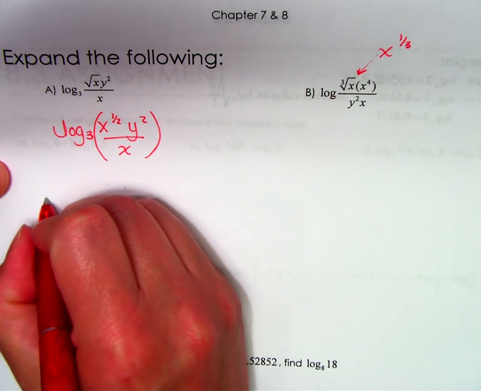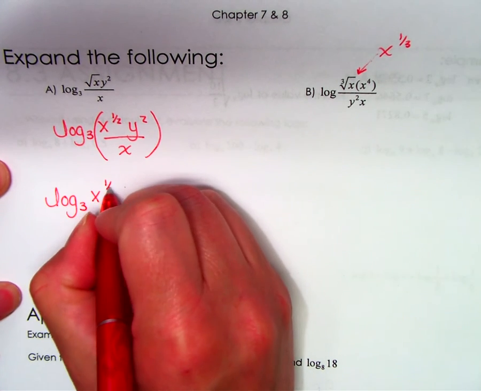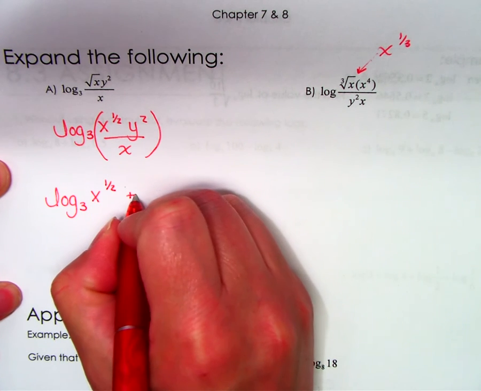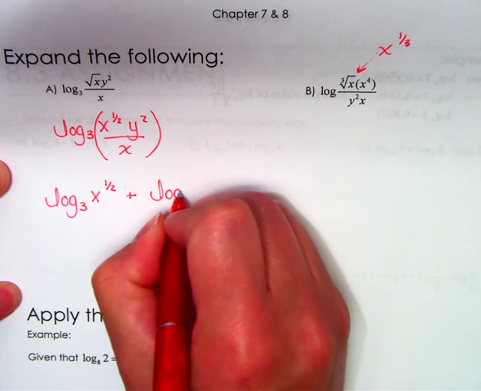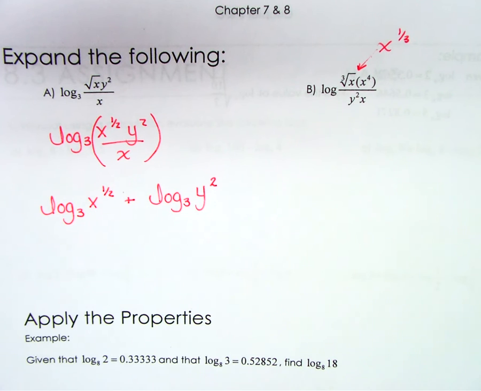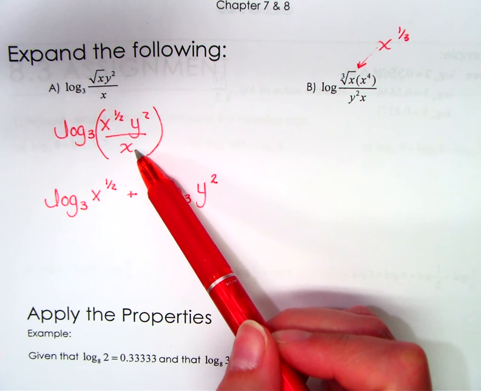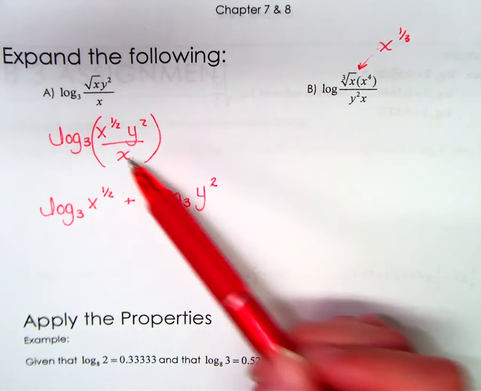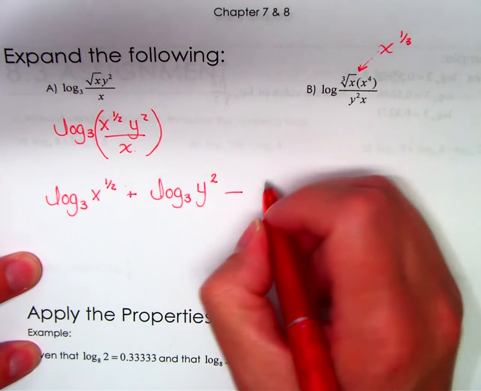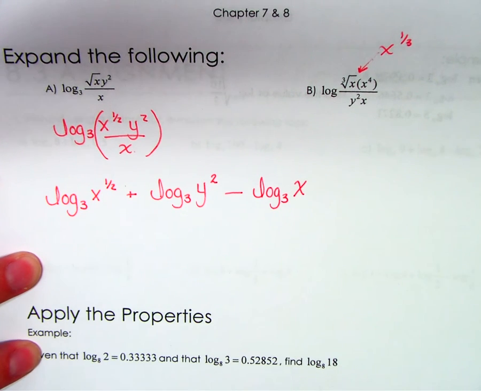So we're going to have log base 3, x to the exponent 1/2, plus log base 3, y squared. We're going to do it in the next line, okay? Baby steps. And now we're dividing by x. So what's that going to be? Minus. So log base 3 x.